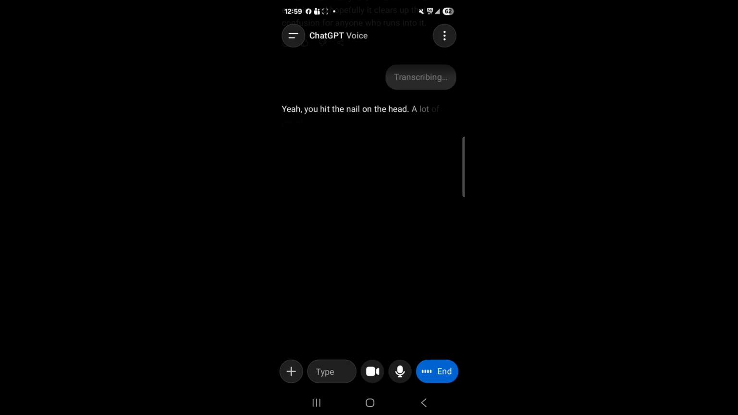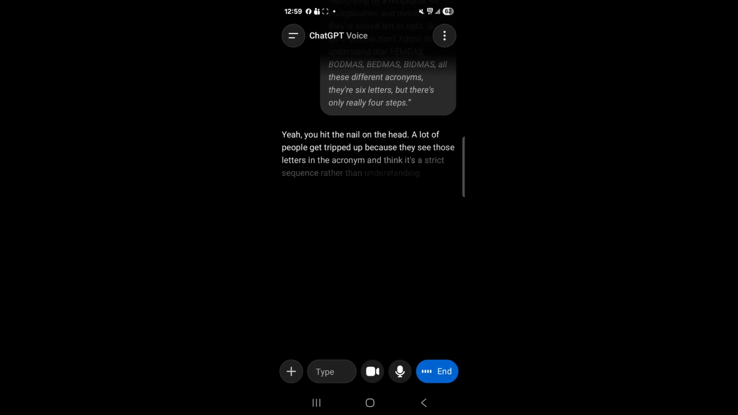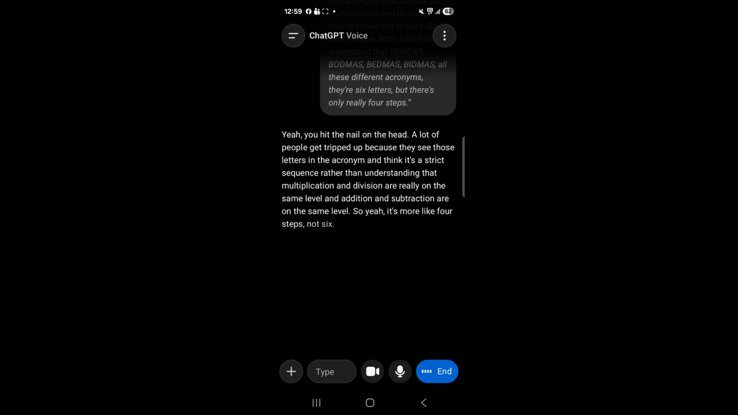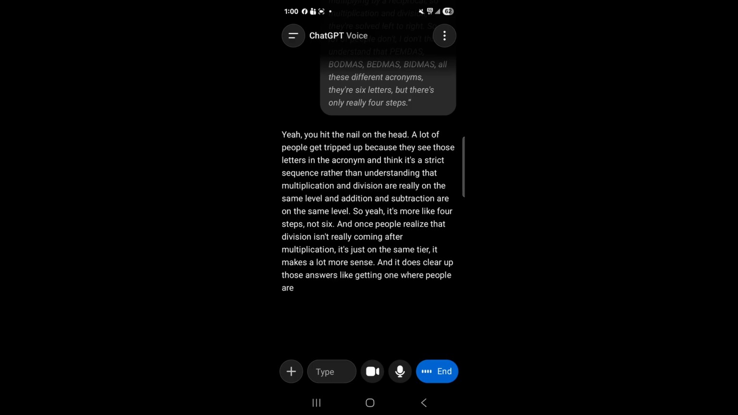Yeah, you hit the nail on the head. A lot of people get tripped up because they see those letters in the acronym and think it's a strict sequence rather than understanding that multiplication and division are really on the same level and addition and subtraction are on the same level. So yeah, it's more like 4 steps, not 6. And once people realize that division isn't really coming after multiplication, it's just on the same tier, it makes a lot more sense. And it does clear up those answers like getting 1 where people are just kind of mixing up the order. So yeah, I think that's a really important point to make, and it helps people see it a lot more clearly.